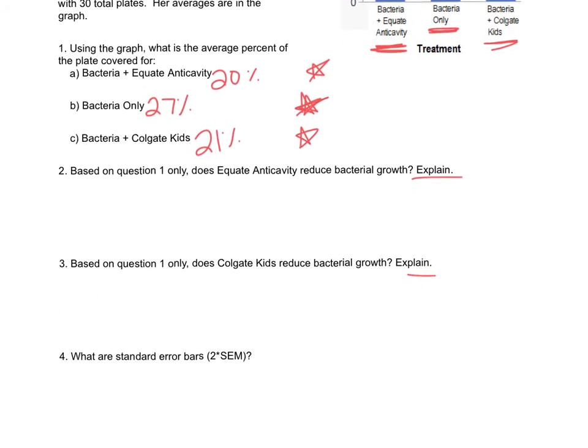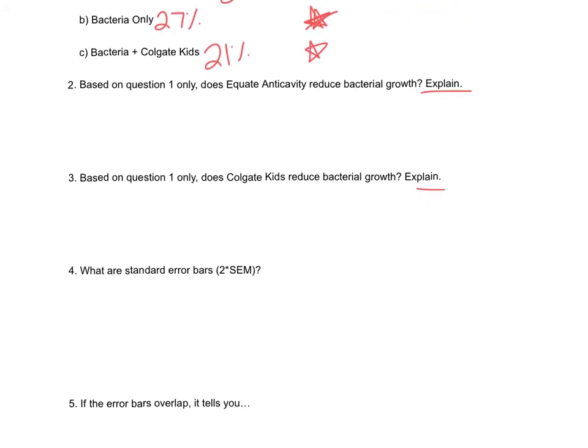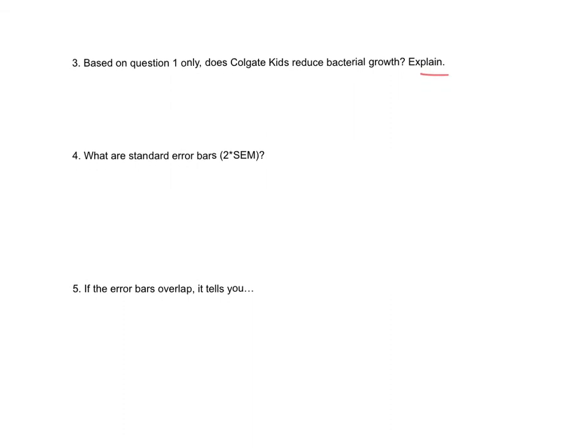Continuing on, question 4, standard error bars. Now we'll get into the new information for you. Maybe you've seen this before, but most of us probably have not. In AP Bio, we always use standard error bars represented as 2 SEM. What that means is that it's 2 standard errors of the mean. Well, what does that mean?